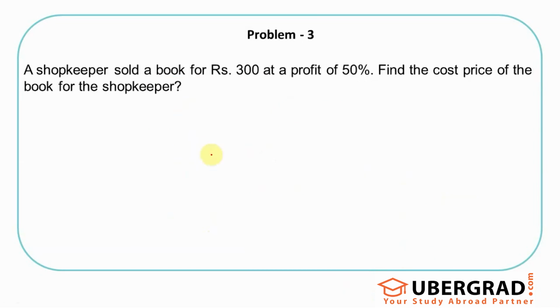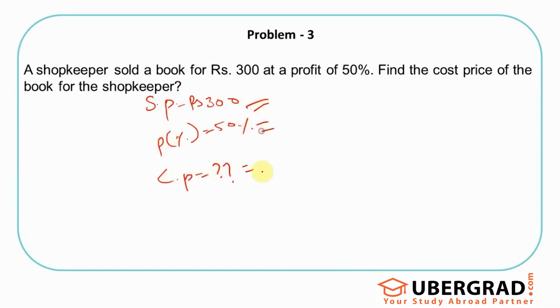Now see this one. Again, pause and try. A shopkeeper sold a book for rupees 300. So the selling price is rupees 300. He made a profit of 50%. They're asking me what the cost price is. Again, we know two things, so we can obviously find the third one.